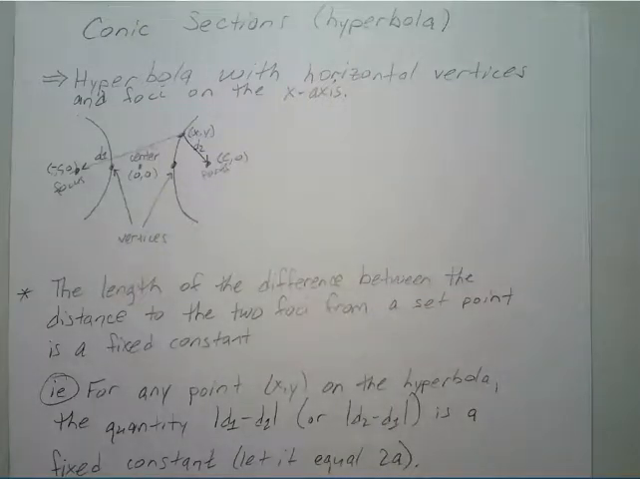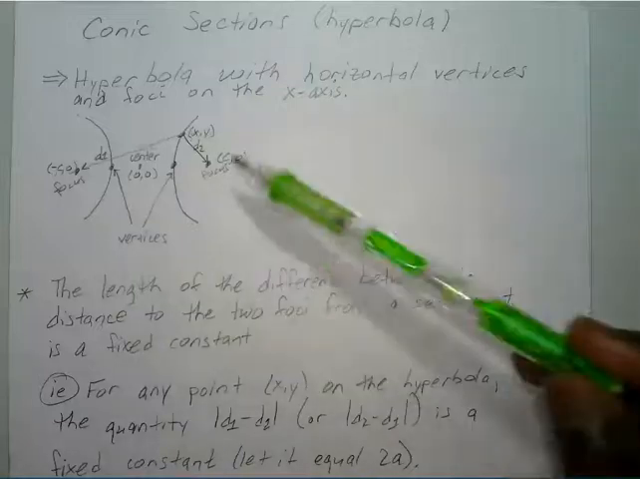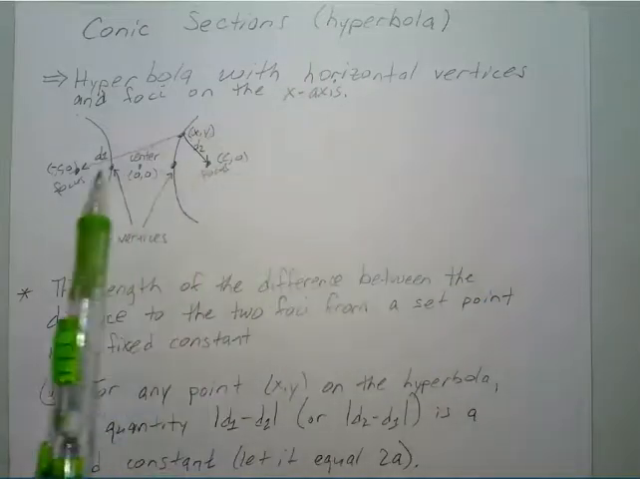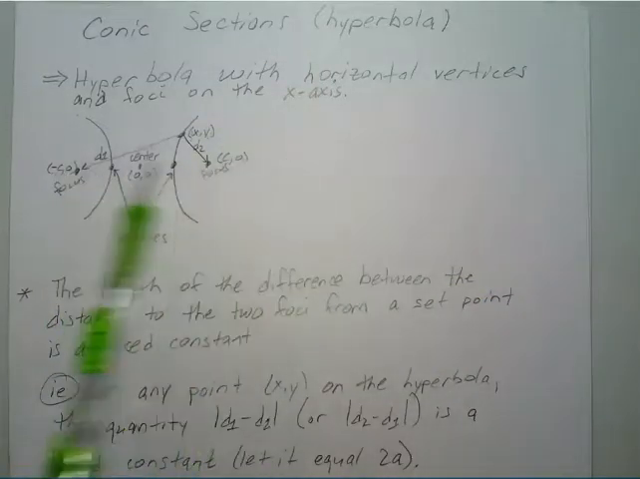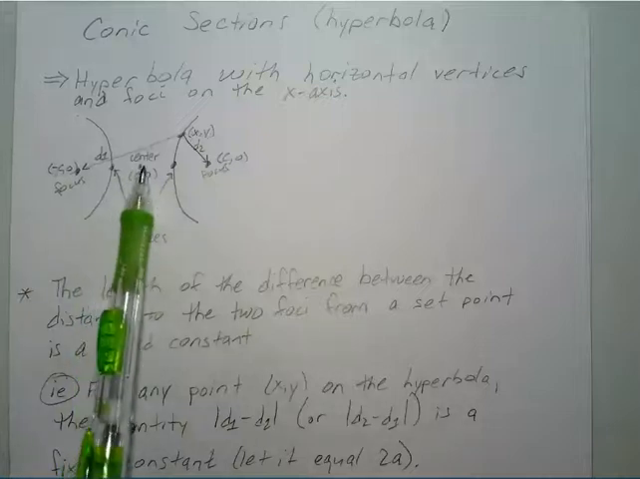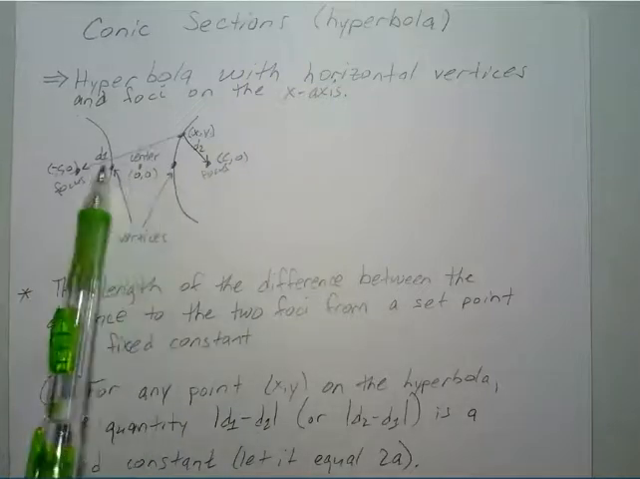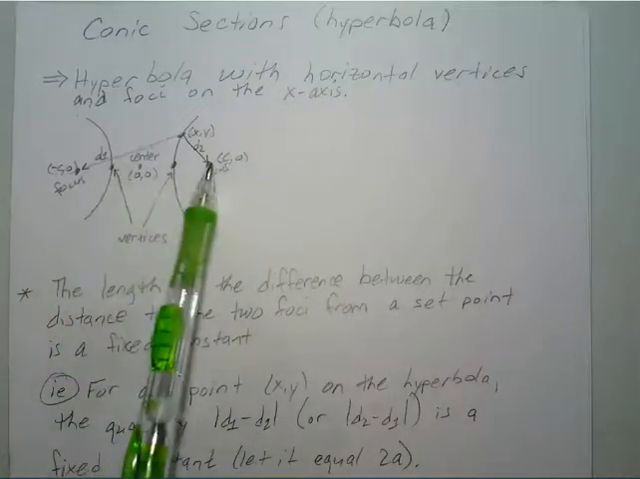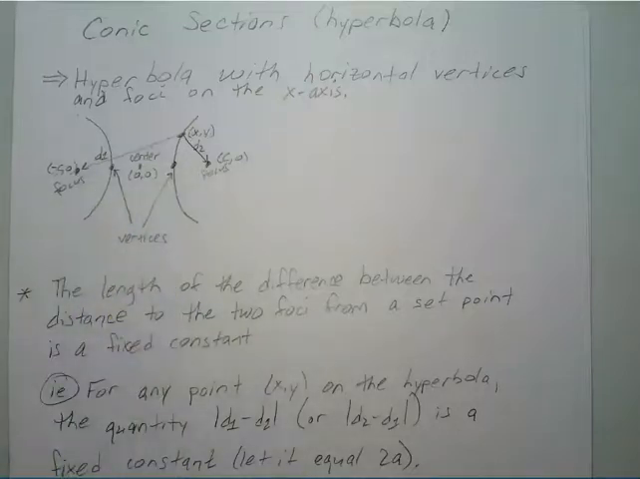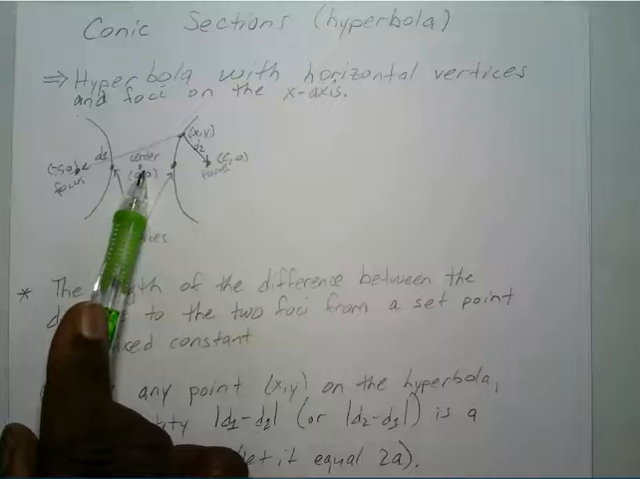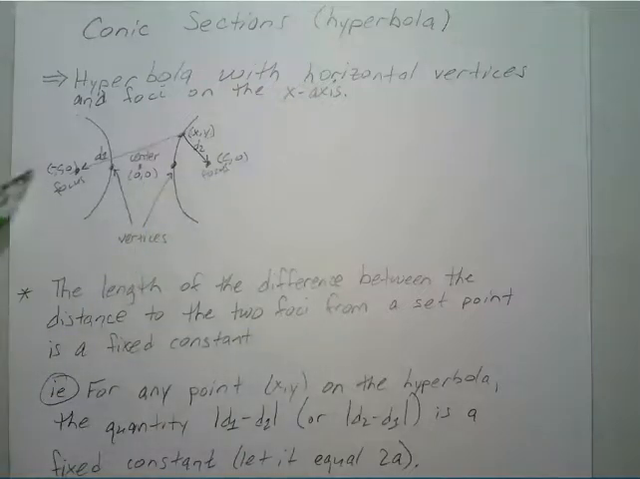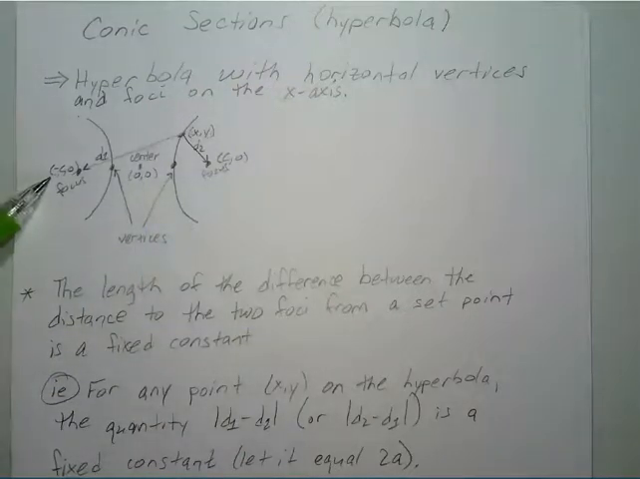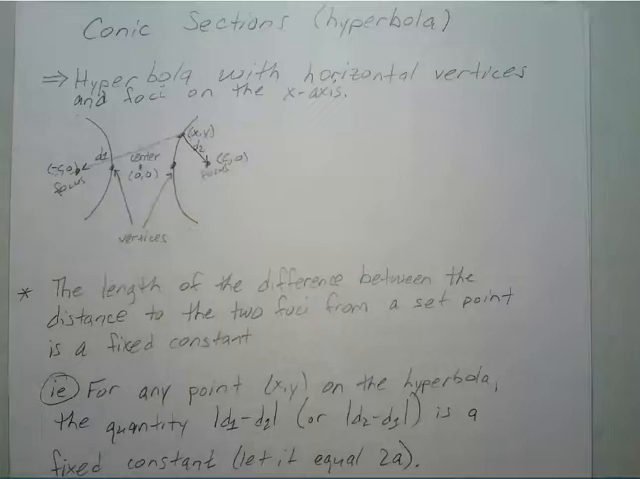foci on the x-axis. I didn't draw the x-axis because I didn't want to cover up all this stuff. But you have your center, your vertices going left to right, and your foci going left to right, so they're all horizontal. If it's centered at the origin, (0, 0), then your left focus point will be (-c, 0), and your right focus point will be (c, 0).